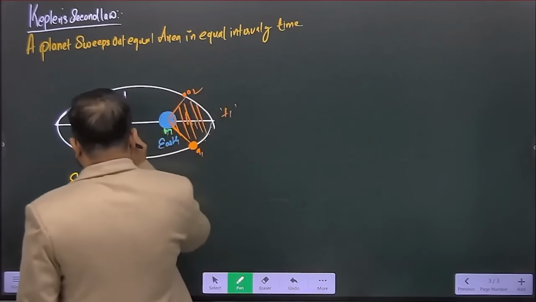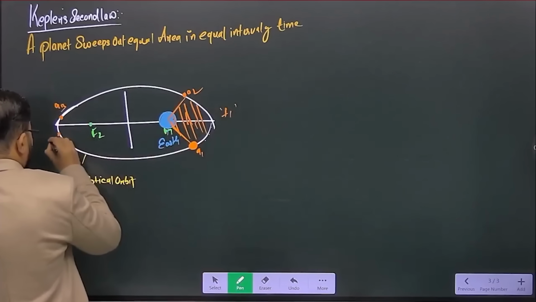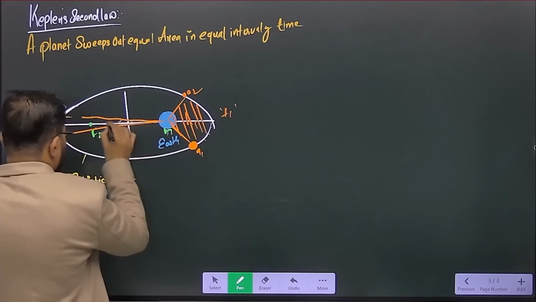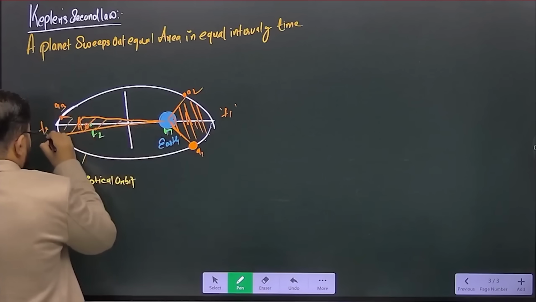After that, the satellite will come to this particular point, A3, and move to point A4, and this is the area that is being covered. Let us consider this area as A2, and the time is T2.